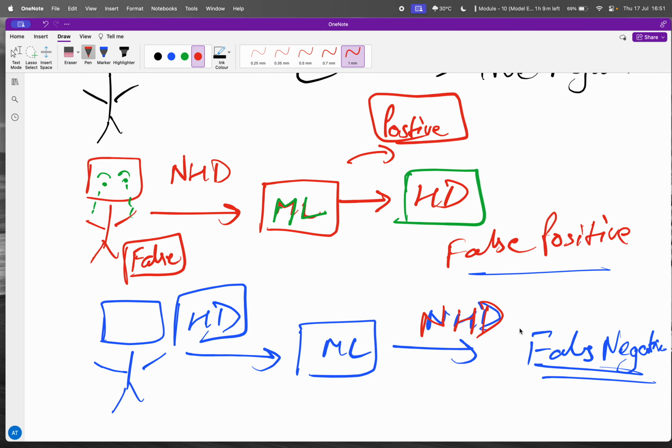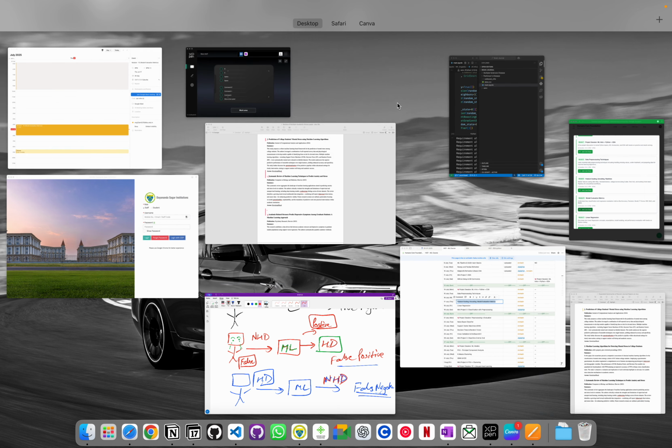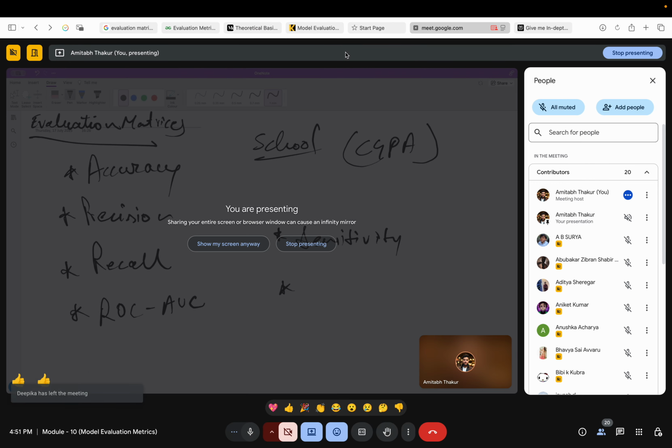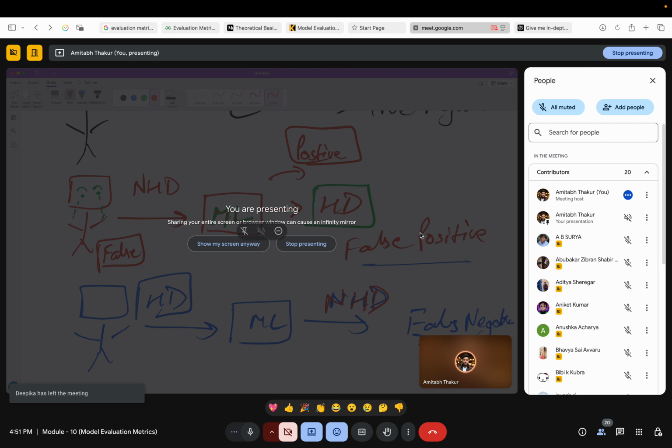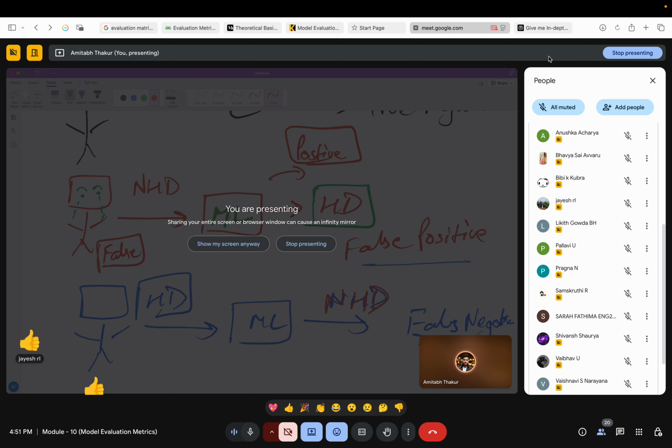Do you guys have any kind of doubt till here? I'll open this tab, where is it, Safari. Do you guys have any kind of doubt? Should I proceed? You want me to repeat any topic or something? Fine. Everybody should put a thumbs up, no? Then only I will come to know. If you have doubt, raise your hand. If you don't have any doubt, just put a thumbs up. Okay guys, okay.